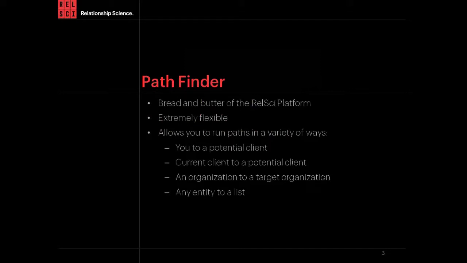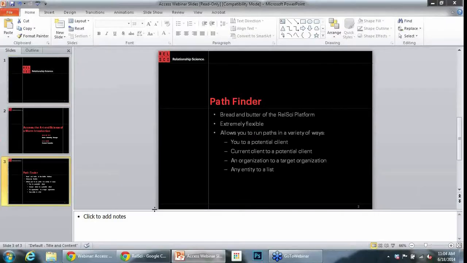As most of you all know, the Pathfinder tool is the bread and butter of the RelSci platform. The tool is extremely flexible and allows you to understand how people are connected to each other. You can run paths from yourself to a potential client, a current client to a potential client, or from an organization to a target organization. Additionally, you can run paths from an entity to a list and vice versa. Let's now take a deep dive into the platform.